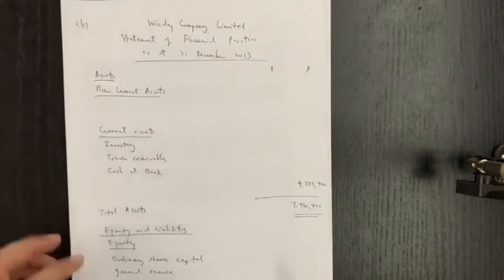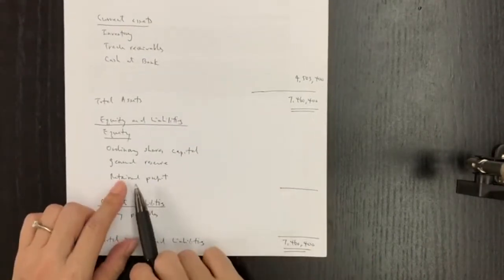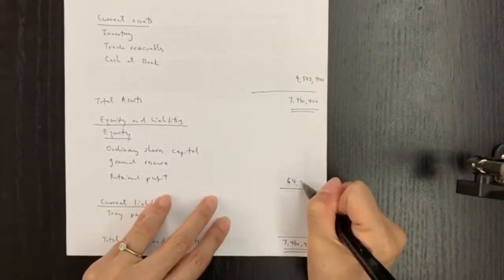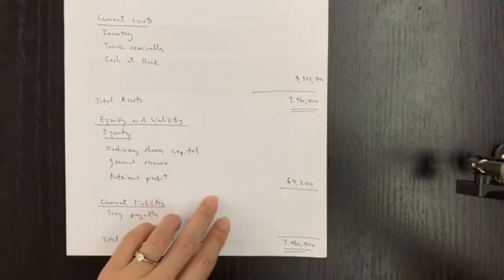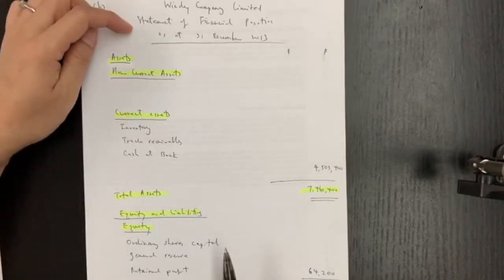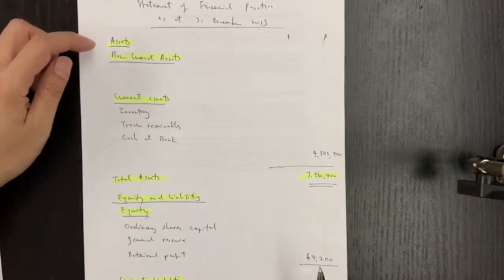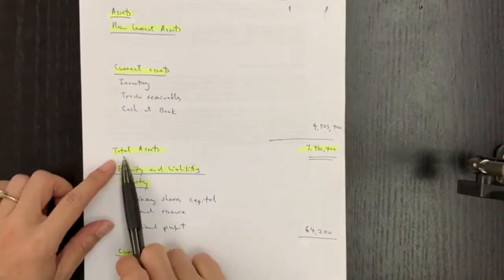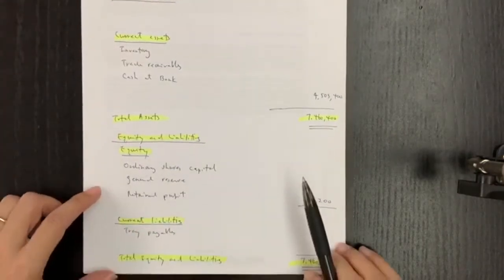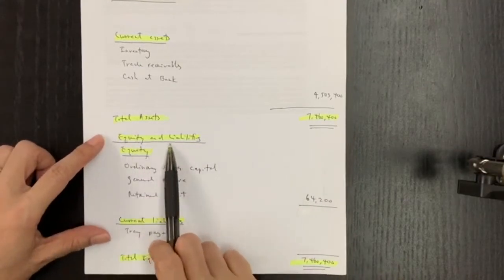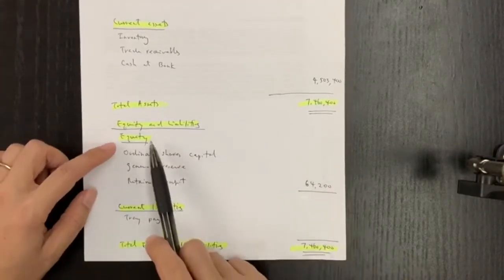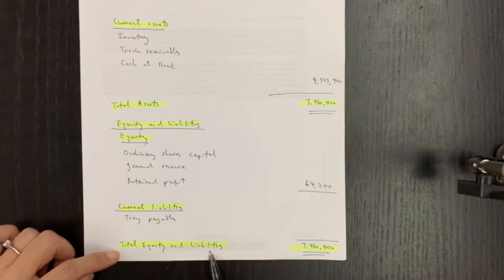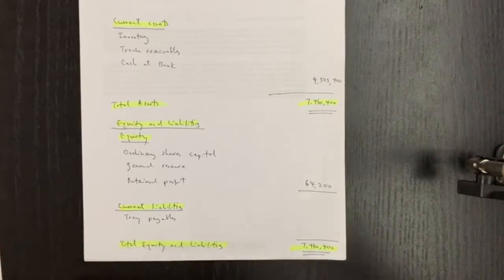So therefore, I can put this 64,200 in the statement of financial position. So here, this is the retained profit, which is 64,200, like that. And also in the statement of financial position, okay, always show these headings. So assets, non-current assets, current assets, and you also need to show this total assets. All right, as we change capital to equity and liabilities, don't forget to show this equity, current liabilities, and the total here is total equity and liabilities. Otherwise, marks will be deducted.